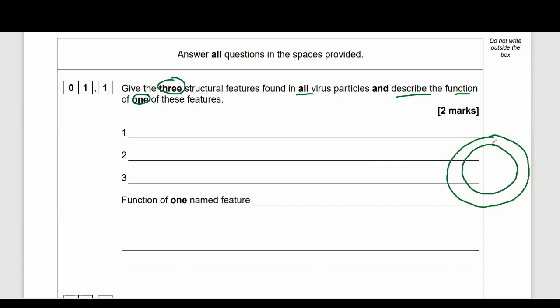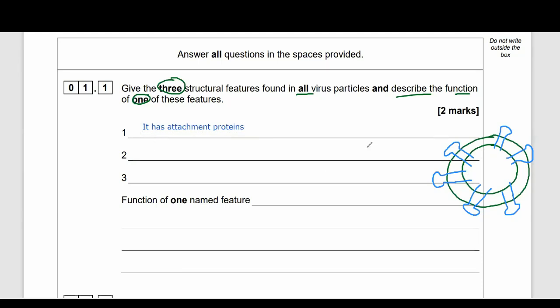So the first one I'm going to do here, we're going to do the attachment proteins. So just drawing attachment proteins. Of course, this is what the virus uses to attach to a host cell that it's going to invade. So we've got the attachment proteins, and that will get you a mark. Now, for the second mark, you're going to need to name the other 2 things. So what other 2 features do we have in a virus?